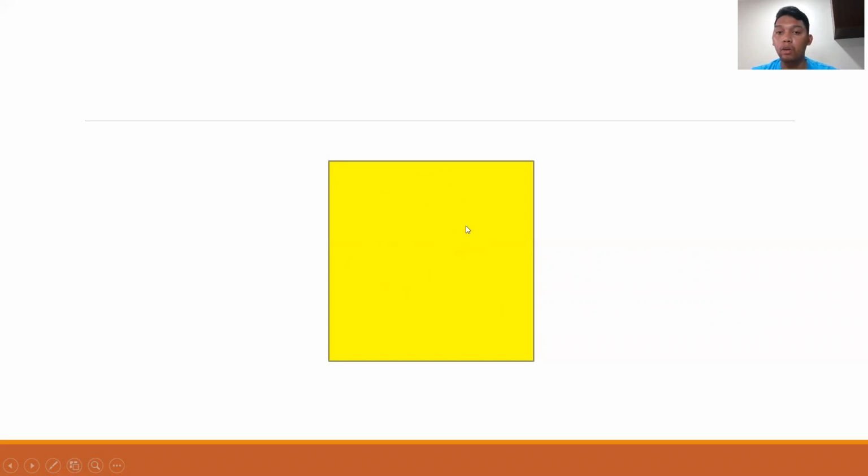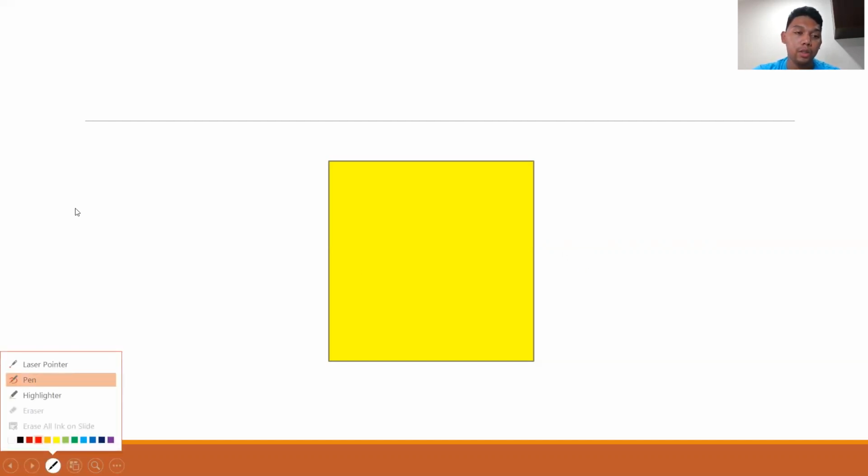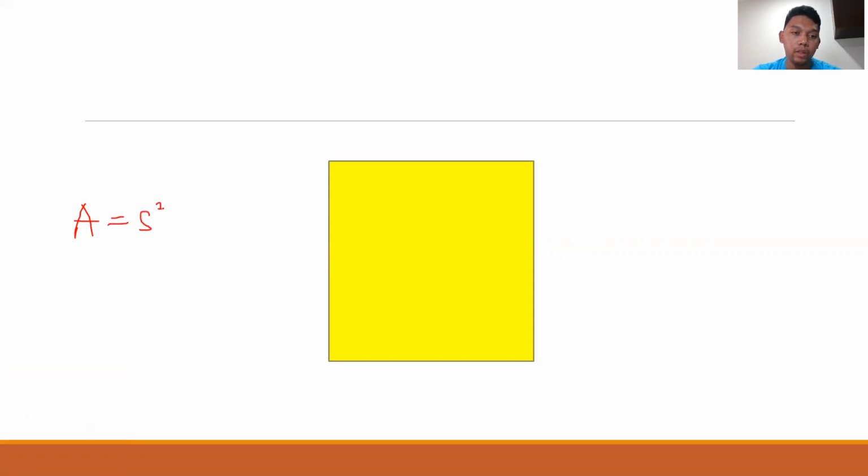Take note that the area of a square is, if you still remember, the area of a square. So the area of the square is basically what? A is equal to S square, right? The area of a square is equal to the side times side, or the side squared. S square. So now let us try to cut this square into smaller pieces of shapes.